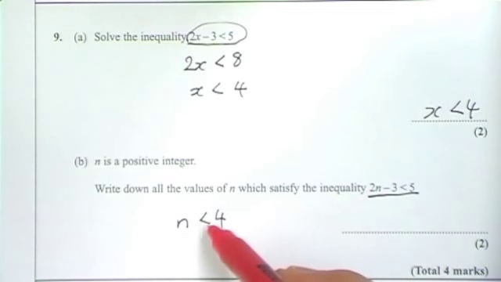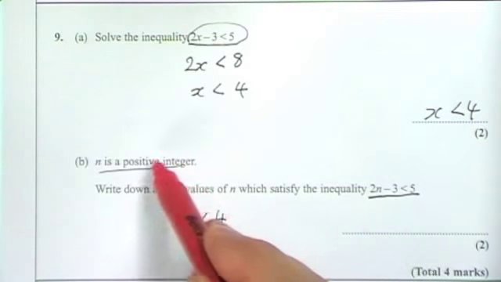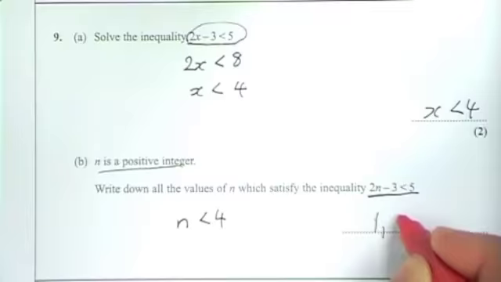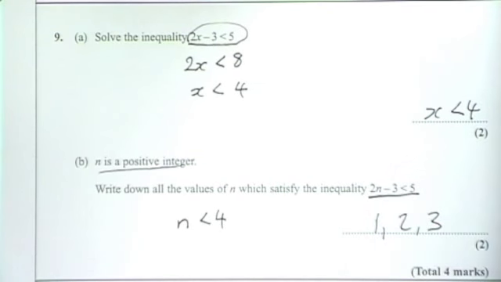So we use that n is less than 4 and n is a positive integer. So n is a positive integer less than 4. What can it be? It's got to be 1, 2 or 3.